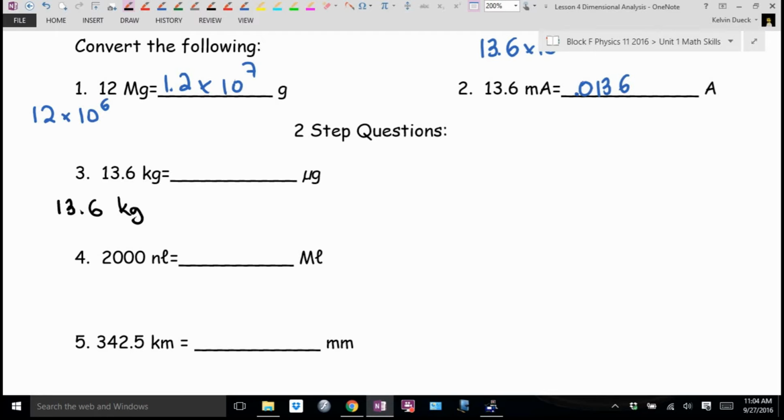Fractions, though, aren't too bad. Here's what I mean. I want to, first of all, get rid of kilograms and end up in just plain old grams. That's going to be step 1. Step 2, I'm going to get rid of grams and end up in, by the way, what's this symbol? How do I pronounce that? Micrograms. Okay?